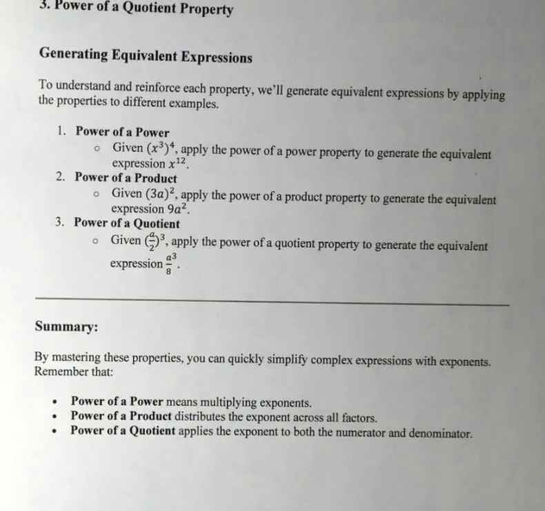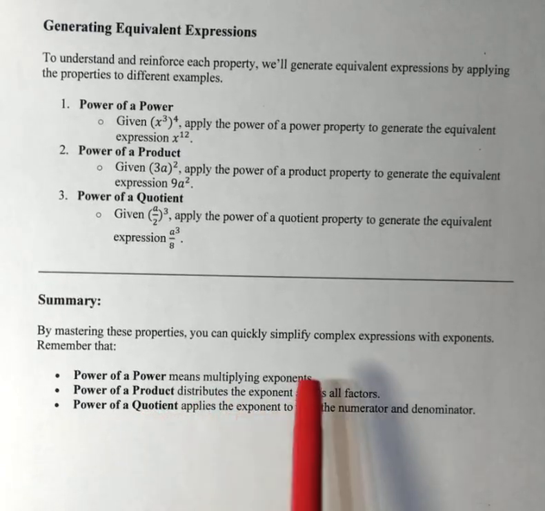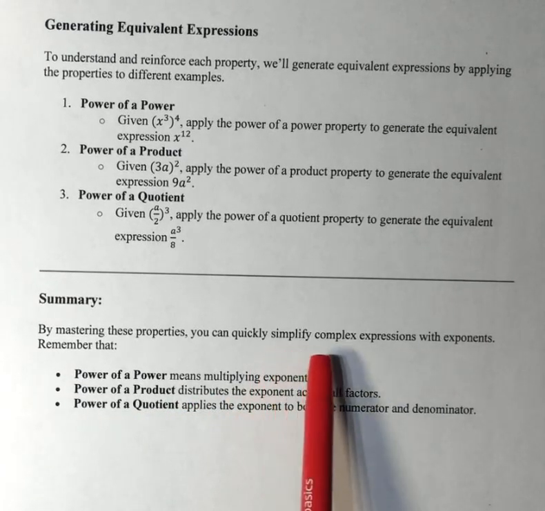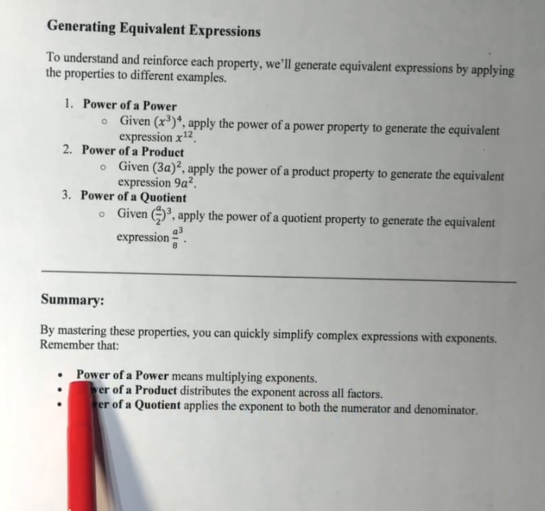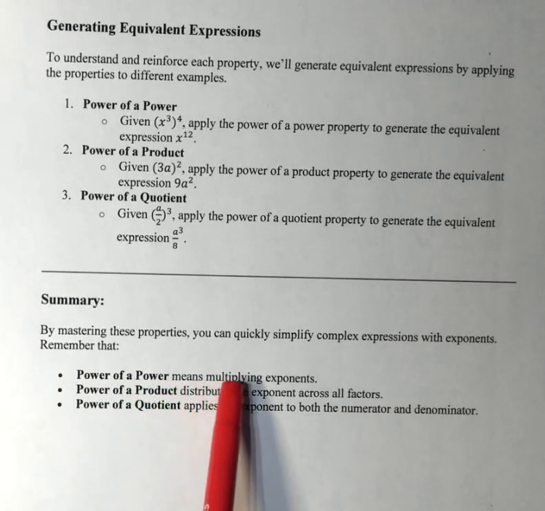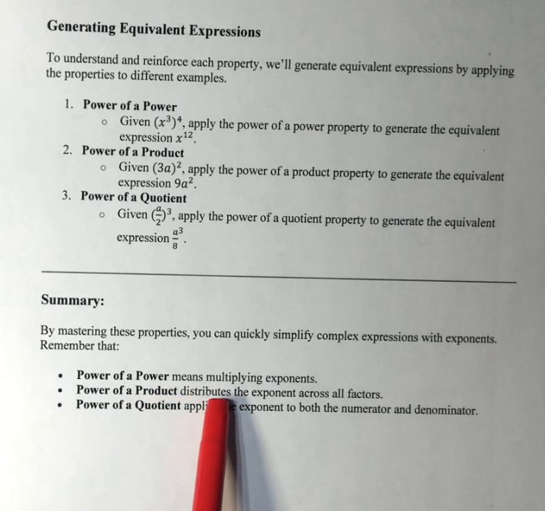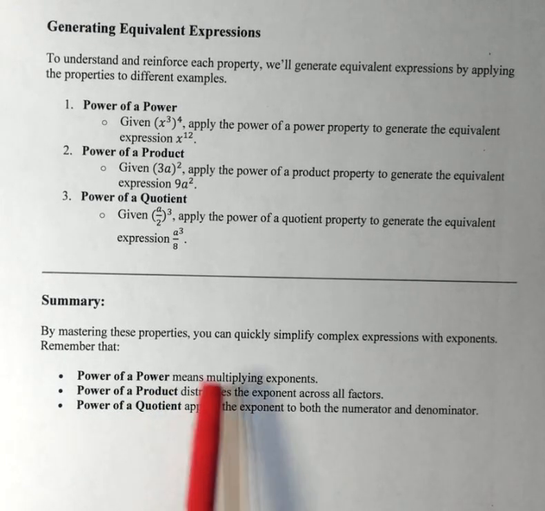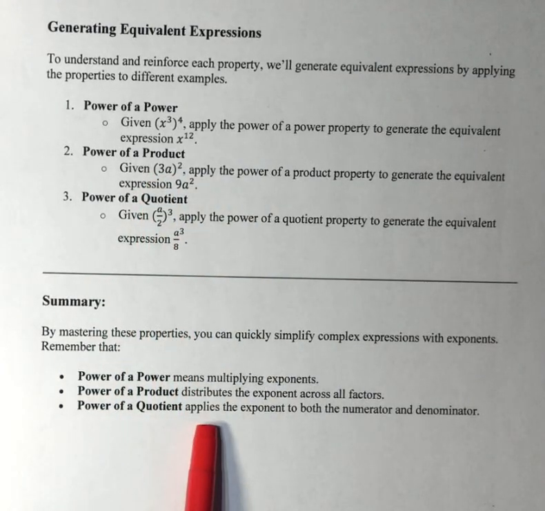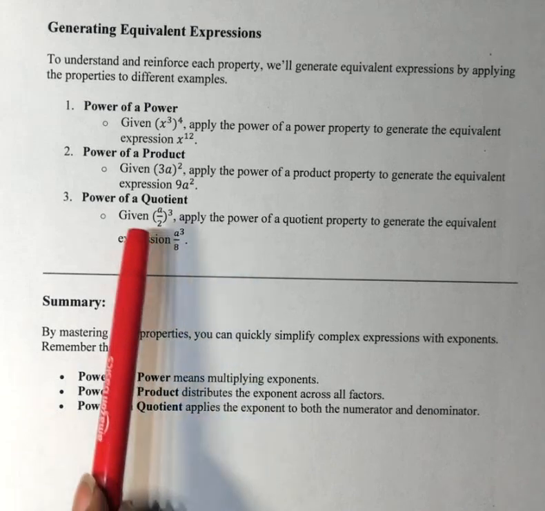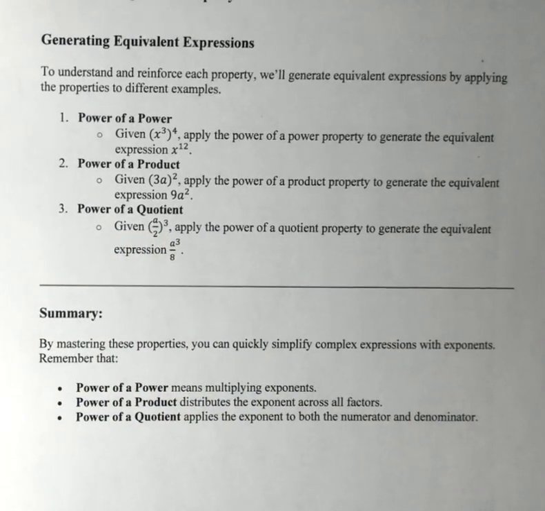So in summary, we're hoping that you'll master these different properties. Remember that it's going to help us to simplify complex expressions when we're working with exponents. So remember that if we are talking about a power of a power, that means that we're multiplying exponents. If we're talking about a power of a product, that means that we are distributing the exponents across all factors. So that's similar to what we had up here. And then if we are talking about a power of a quotient, it's applying the exponent to both the numerator and the denominator, which is what we saw here. So let's look at some examples to see what it looks like.